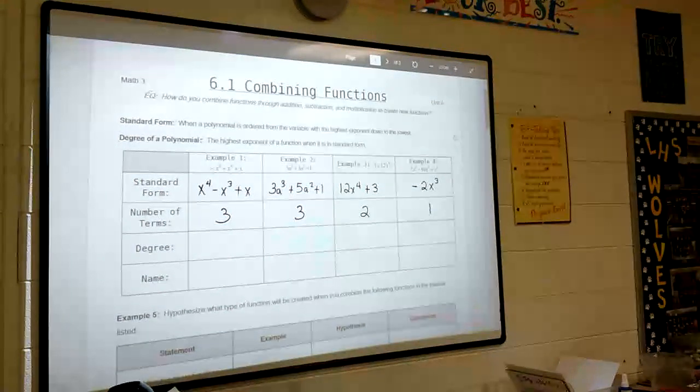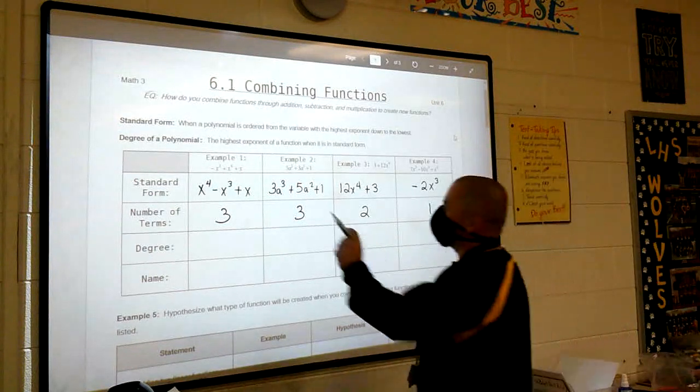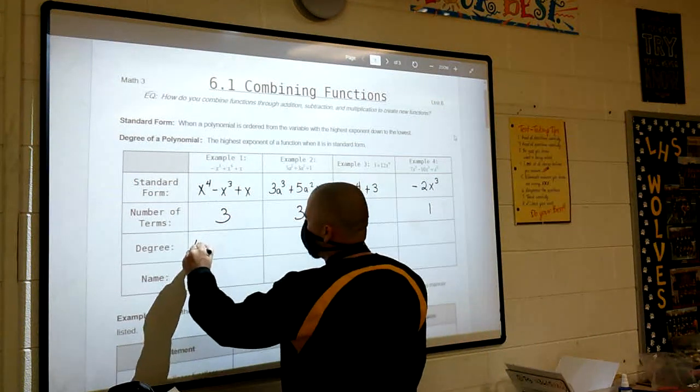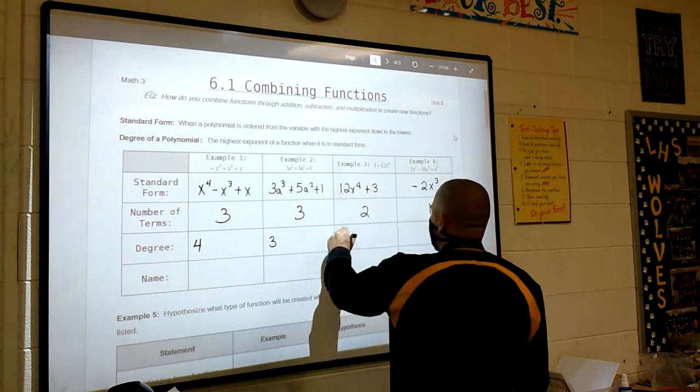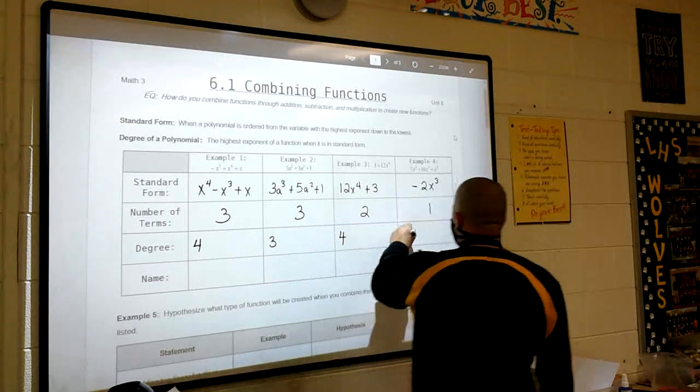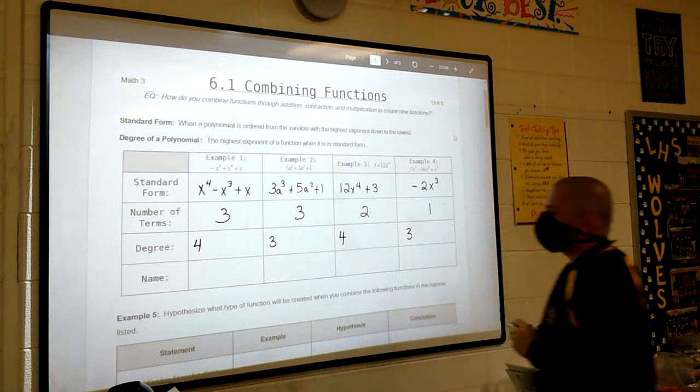Next, we look at the degree. If you look at the top, we've defined what the degree of a polynomial is. The degree of a polynomial is the highest exponent of a function when it is in standard form. So the biggest degree in this one is 4. The highest degree in this one is 3. In this one, it's 4. And again, in this one, it is 3.